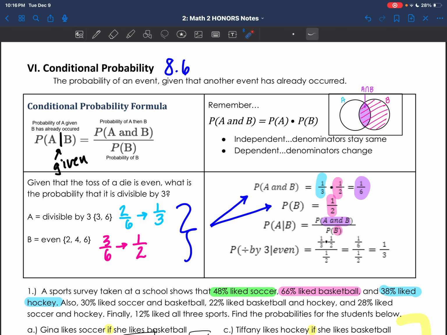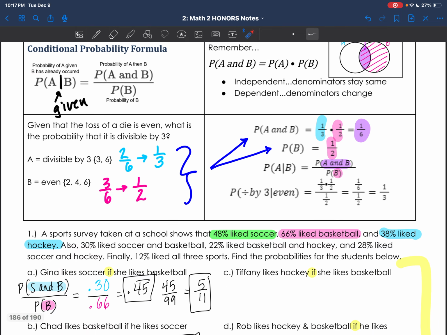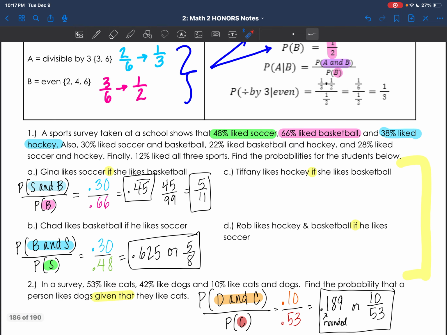It looks a little complicated, but it won't be too bad once we get going. My little diagram here is just showing you A is here, B is here, and this is where it's happening for both. So we're basically taking this and dividing it by B. All right, so let's start this first one.